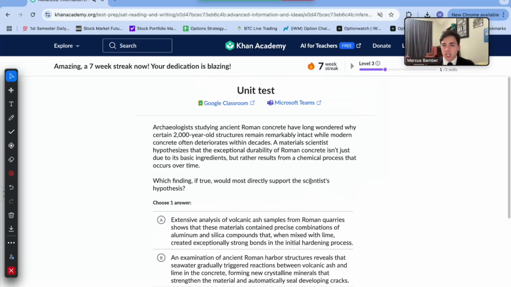Moving on to our last question here. We're trying to support the scientist's hypothesis in this one. Let's read through the text. Archaeologists studying ancient Roman concrete have long wondered why certain 2,000-year-old structures remain remarkably intact while modern concrete often deteriorates within decades. A material scientist hypothesizes that the exceptional durability of Roman concrete isn't just due to its basic ingredients, but rather results from a chemical process that occurs over time. So we're going to support that this chemical process that occurs over time does exist, and it does result in the durability of Roman concrete.